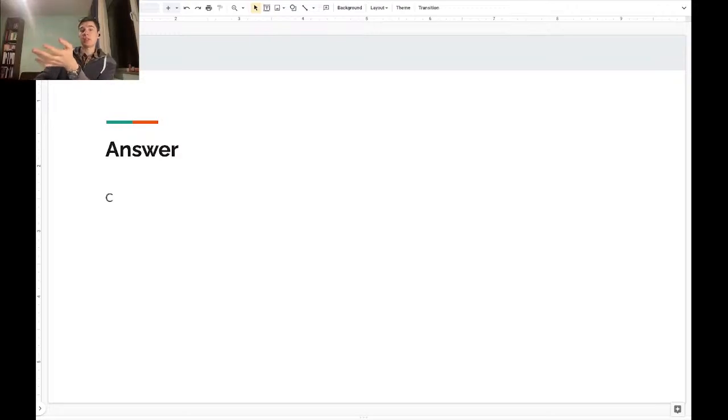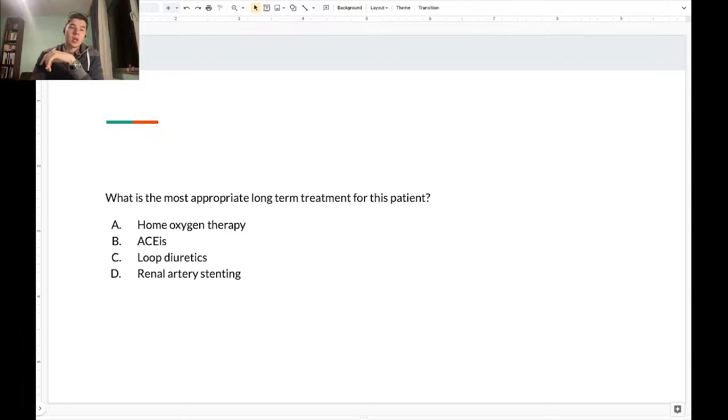The answer is C. This is what is called a flash pulmonary edema. The flash pulmonary edema occurs in 2 cases of renal artery stenosis. Either the patient has bilateral renal artery stenosis or unilateral renal artery stenosis with one functional kidney. Now, what is the most appropriate long-term treatment for this patient?